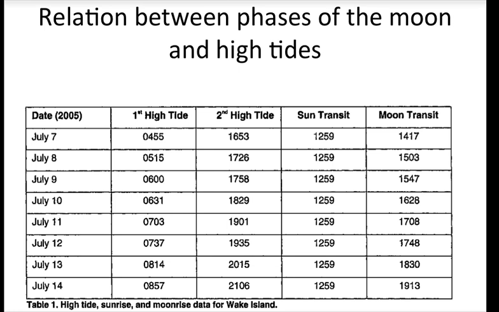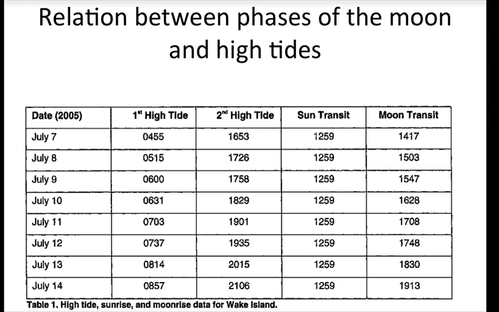In the first column are given a number of dates from July 7 to July 14 in 2005. Then the exact time of the first high tide and the second high tide in military time. So 1901 means 7:01 p.m. and 07:03 means 7:03 a.m. Then there is the sun transit. Sun transit means at what time of the day the sun is at the highest altitude above the horizon. So that happens around noon. In this particular year and week, it is at 12:59 p.m.